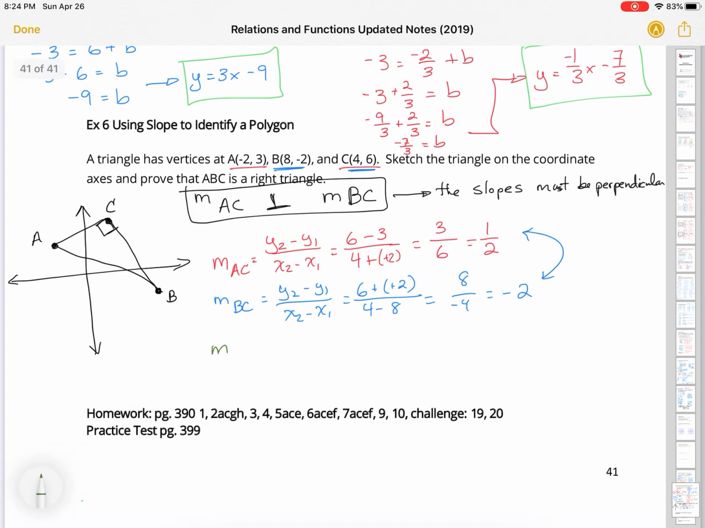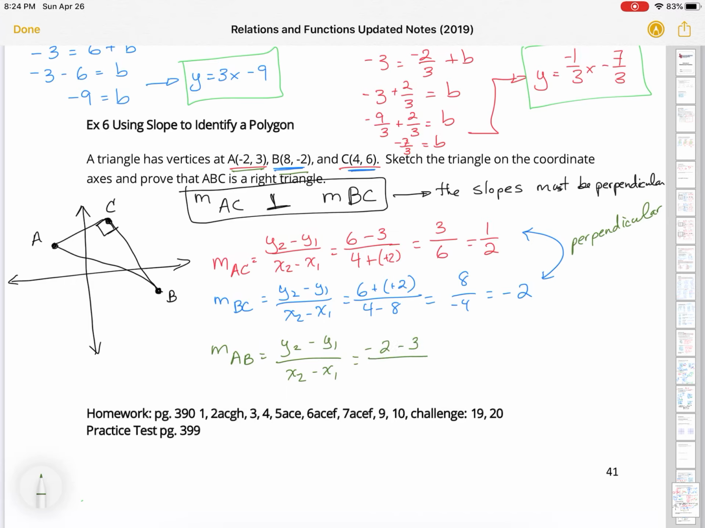We should probably also actually check out the slope of AB, because I just made an assumption there that the right angle was ACB or BCA. So just in case, now I can see already that these are perpendicular, but you may not have known that off the bat. So let's just test that just to see what it is, because sometimes you might have to calculate all three.